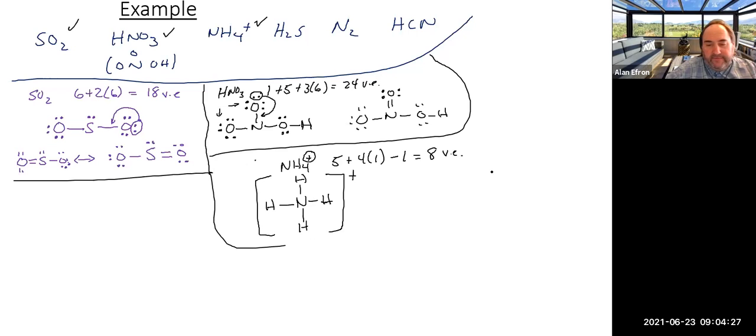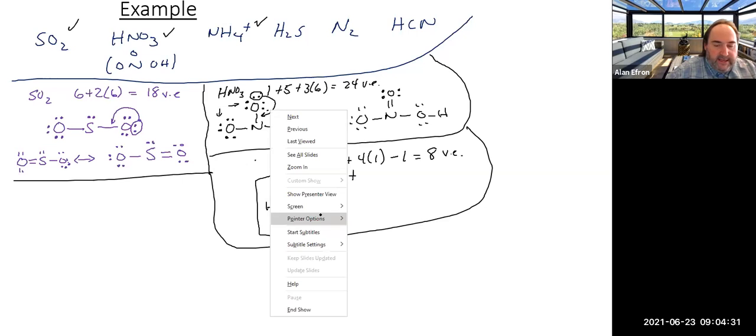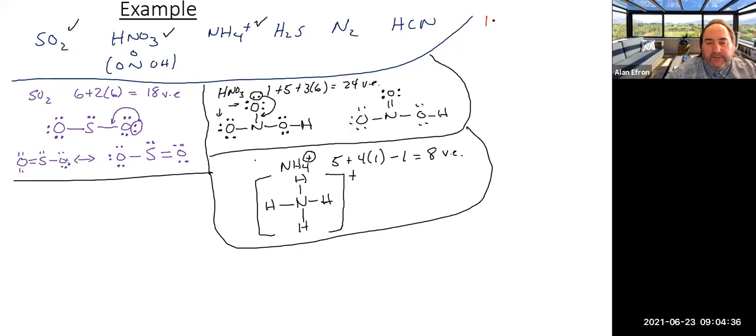Box that off. All right, we'll go to H2S next. With H2S, we'll go up here on top, H2S. Again, going to follow the same procedures that we've been doing. We want to go with 2 times 1 for the hydrogen. Sulfur being group 6, that's going to give us 8 valence electrons. Same sort of reasoning as the previous one.